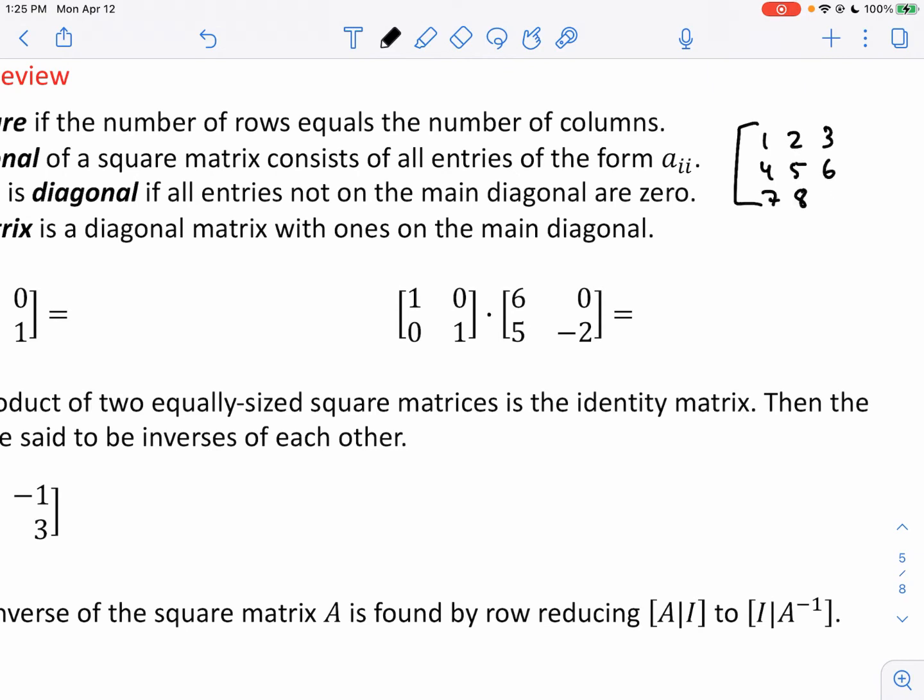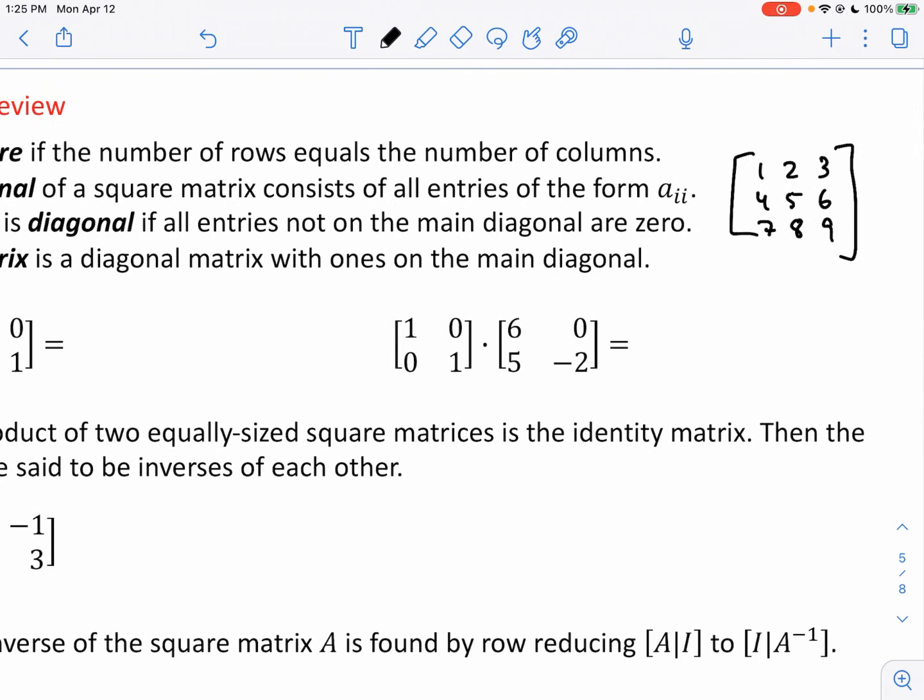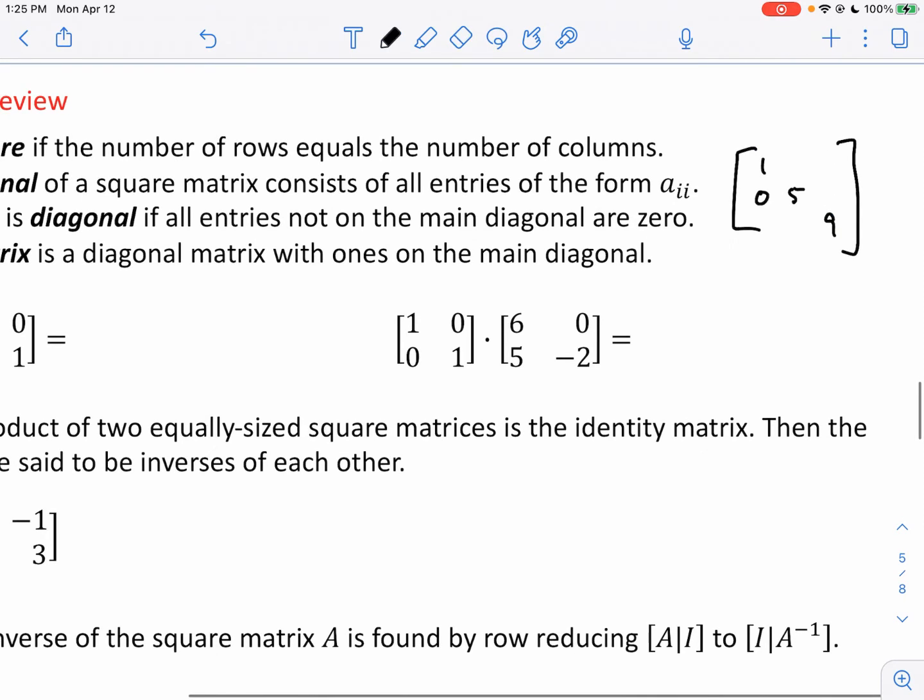So let's do an example here just off on the side. There's a 3 by 3 square matrix. The main diagonal is the 1, 5, 9. However, this is not a diagonal matrix because the other entries, the ones that are not currently highlighted, are non-zero. But if you make all those entries 0, so zeros everywhere else not on the main diagonal, then we have what's called a diagonal matrix. And furthermore, if the main diagonal is only 1s, then we have what's called an identity matrix.